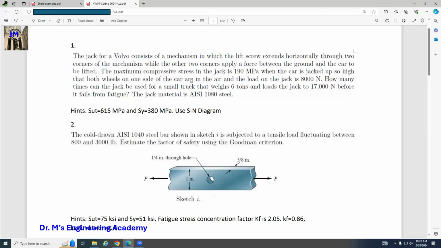Okay, second one. The second problem is kind of tricky. Why is it tricky? Because this is a hole, and the maximum stress is here. Do you agree? So when you calculate the stress, don't use this cross-section area. You are supposed to use the cross-section area that has a minimum value, which is here.